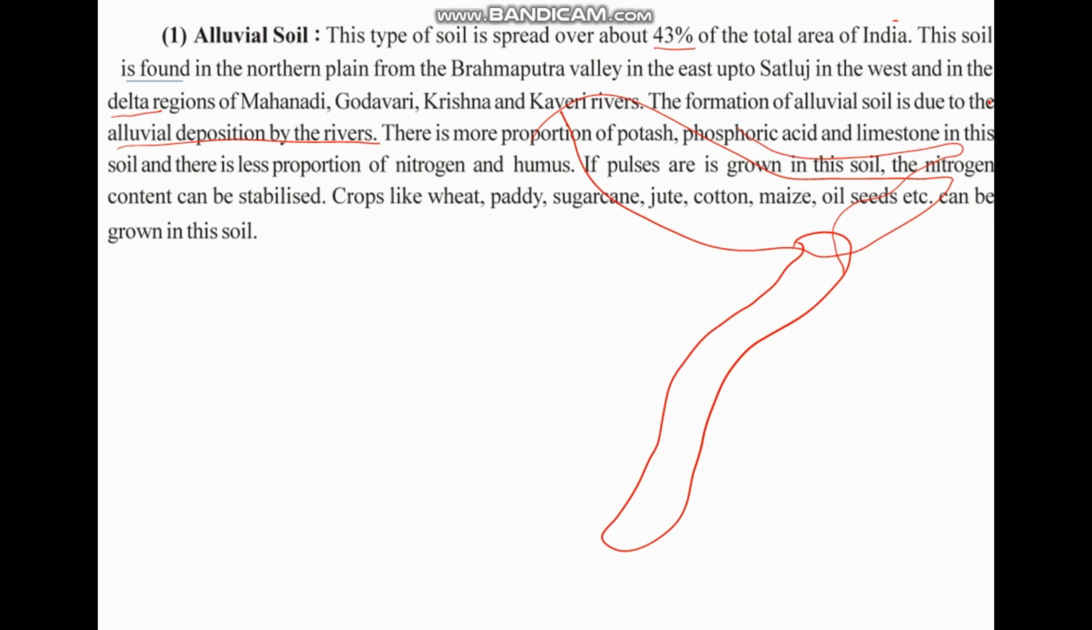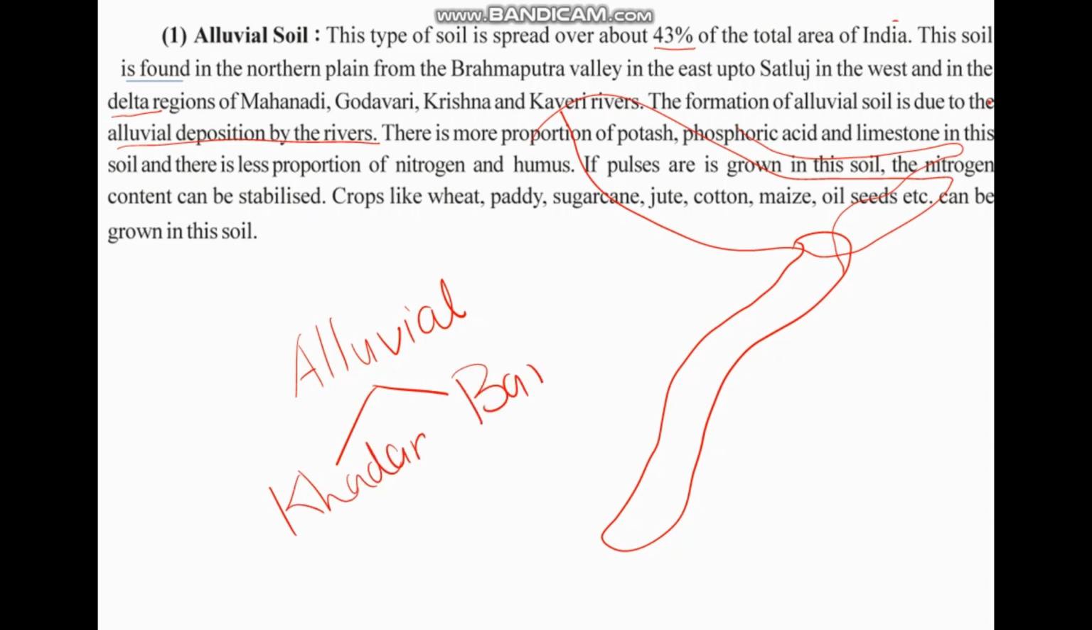Now alluvial soil is basically divided into two parts. The first is Khadar and the second is Bangar. Now what is Khadar? Khadar is new alluvial and Bangar is old alluvial.